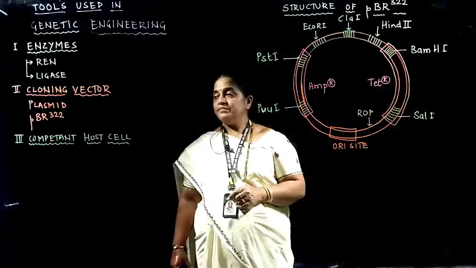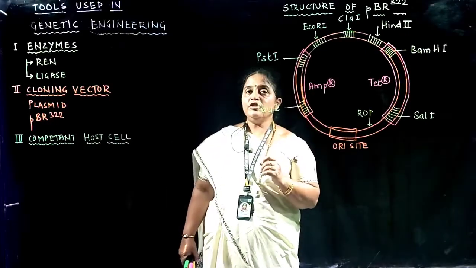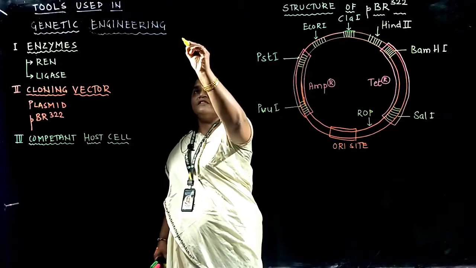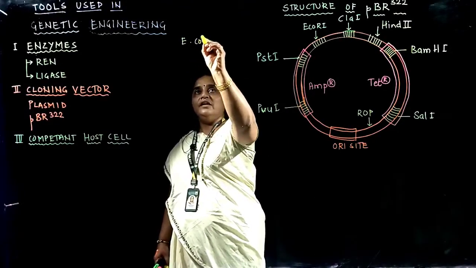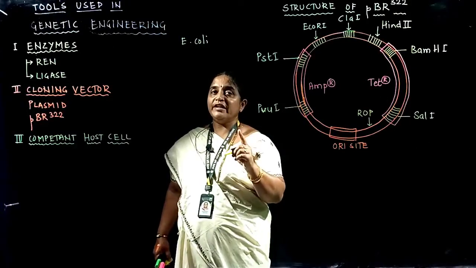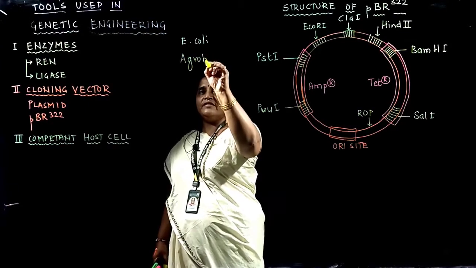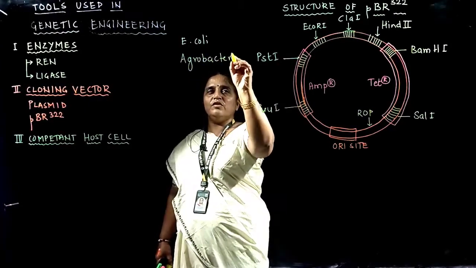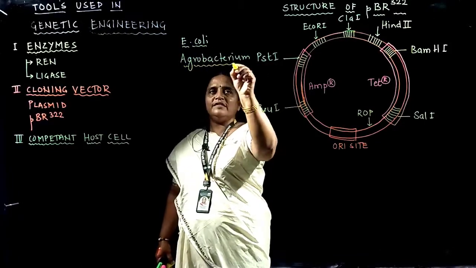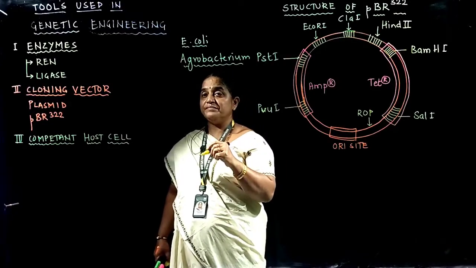Coming to the third, for getting the gene clones for human welfare, we can use the host cell E. coli, and for bringing modification in plants, or to transfer the gene of interest into the plant cell, we can use the host cell Agrobacterium tumefaciens. So these are widely used host cells for the gene cloning process.